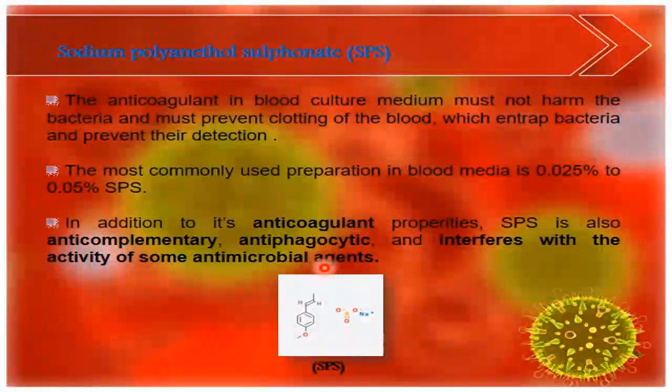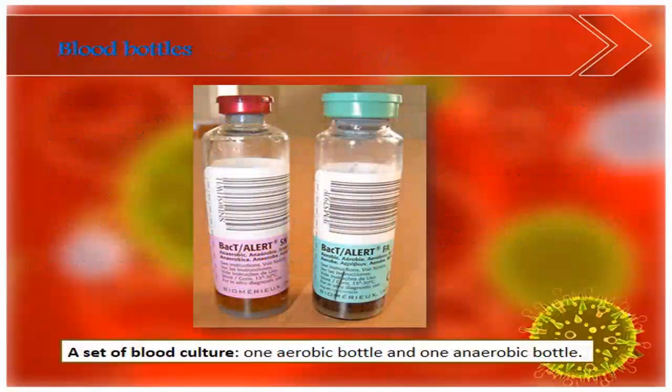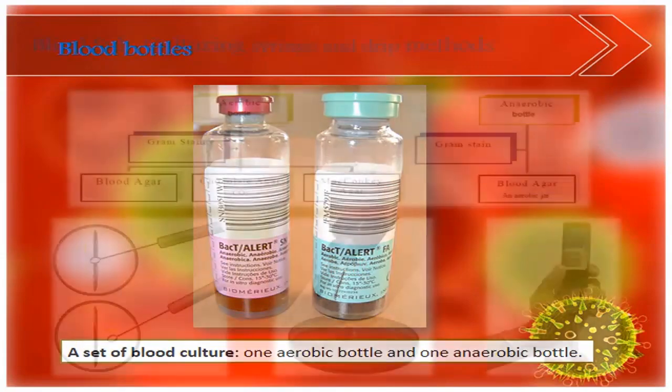Prevent clotting by using SPS, as you show here, as the chemical structure. These are the blood bottles for anaerobic, as you show here on the left, and here the white aerobic blood culture bottles. Okay.